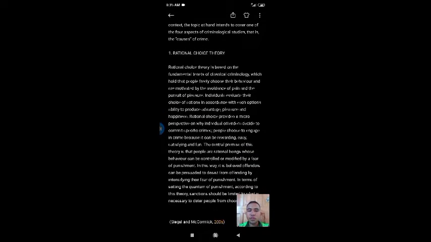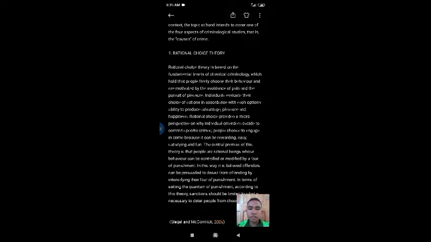Rational choice theory is based on the fundamental tenets of classical criminology, which hold that people freely choose their behavior and are motivated by the avoidance of pain and the pursuit of pleasure. Individuals evaluate their choice of action in accordance with each option's ability to produce advantage, pleasure, and happiness. Rational choice provides a micro perspective on why individual offenders decide to commit specific crimes. People choose to engage in crime because it can be rewarding, easy, satisfying, and fun.